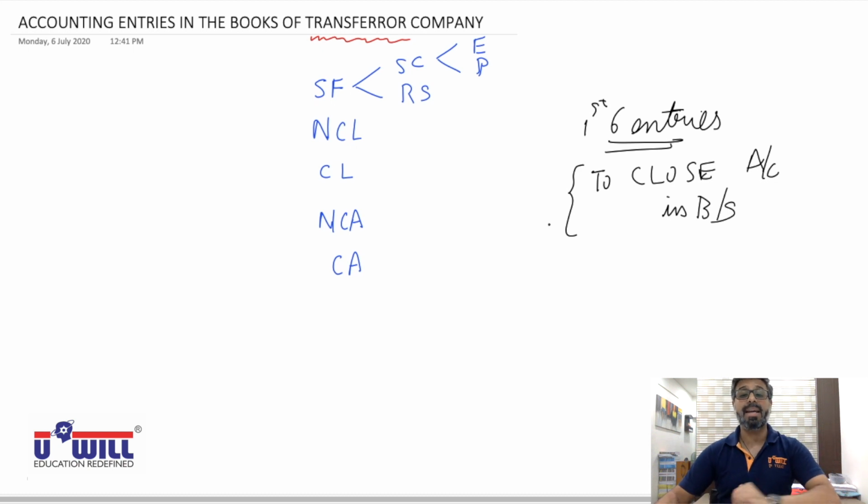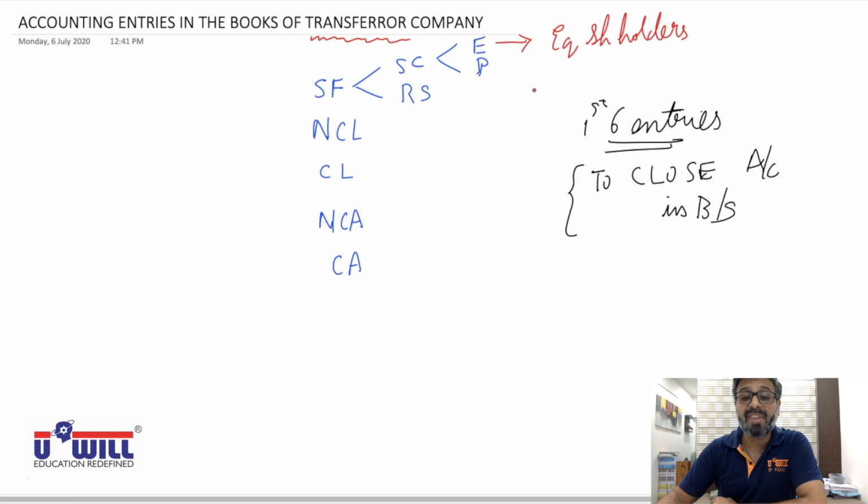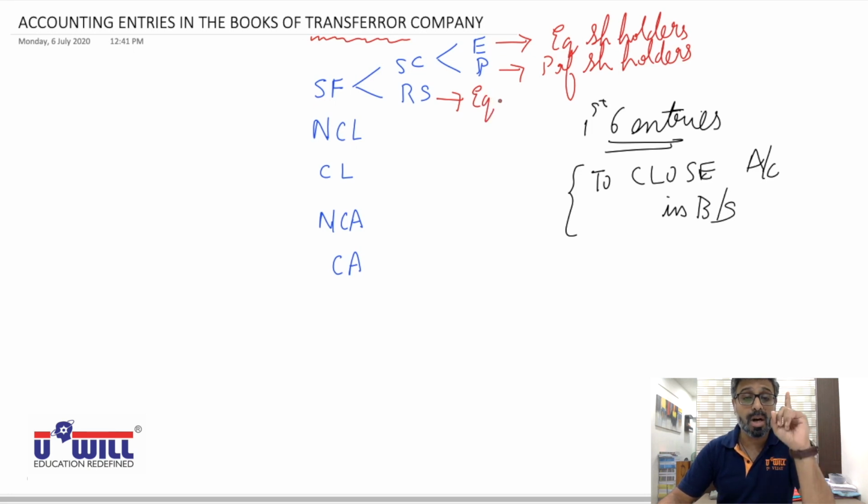First, let us decide which things will be closed and transferred where. Equity share capital will be closed and transferred to equity shareholders account. Preference share will be closed and transferred to preference shareholders account. Reserves belong to equity shareholders. They don't belong to preference shareholders. Who are the main owners of the company? Equity shareholders. So reserves and surplus belong to equity shareholders. Reserves and surplus will be closed and transferred to equity shareholders account. Okay.